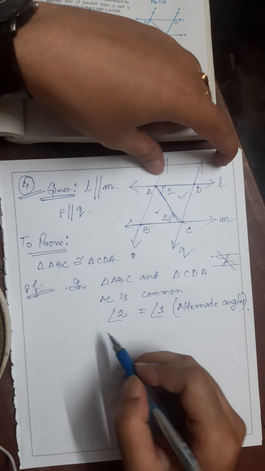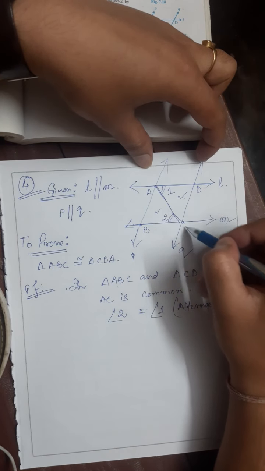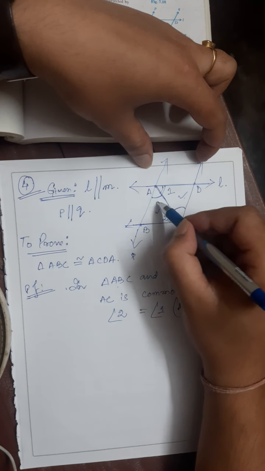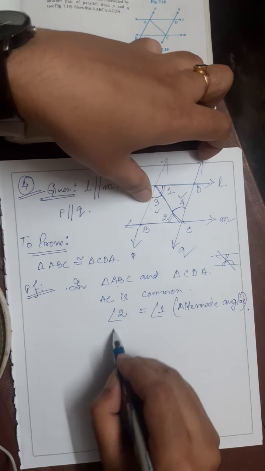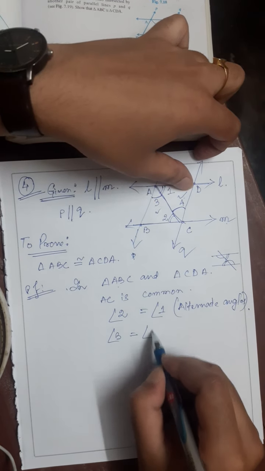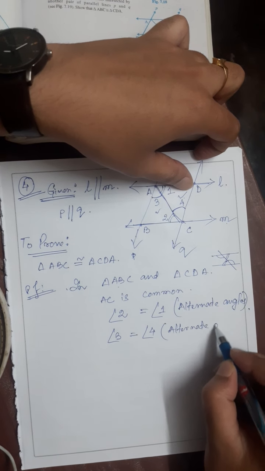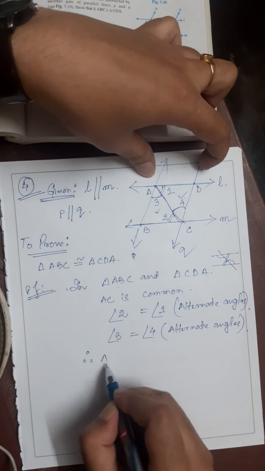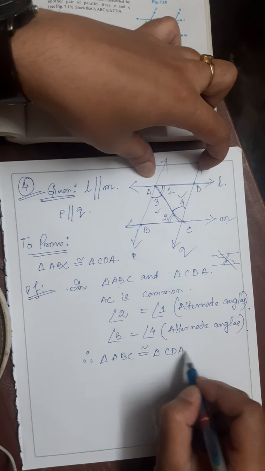angles. Next point, again if we consider these two parallel lines and this is the transversal, then this angle will be equal to this angle. We'll take it as 3 and this is 4. So in this triangle we have 3 and in this triangle we have 4. These are also alternate angles. So therefore triangle ABC is congruent to triangle CDA.